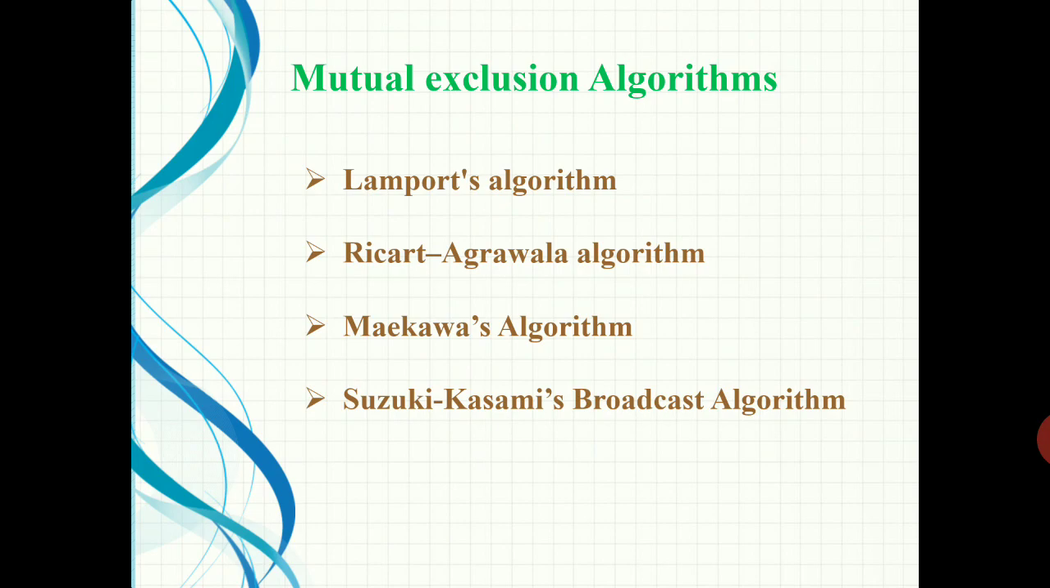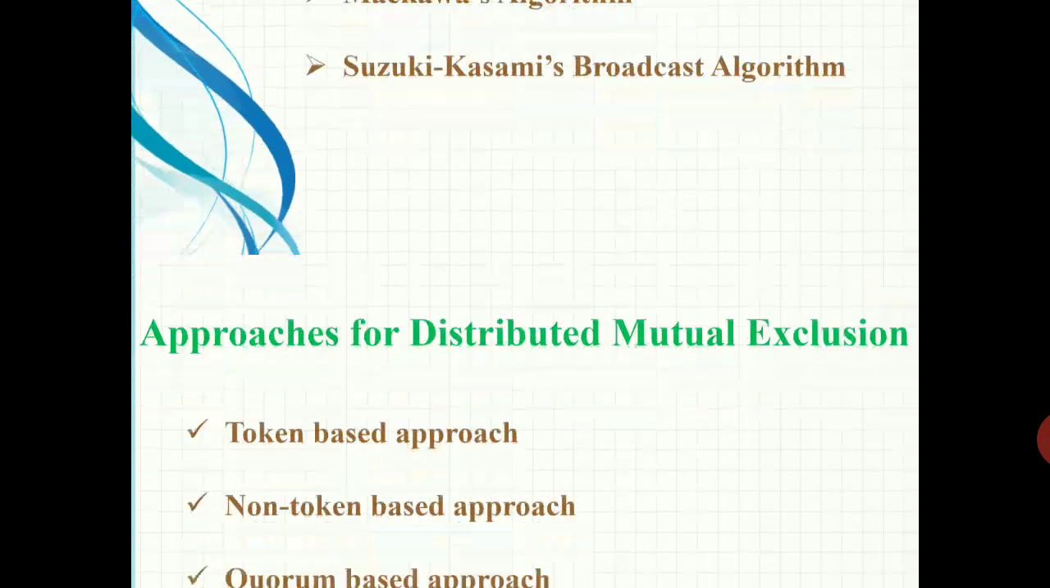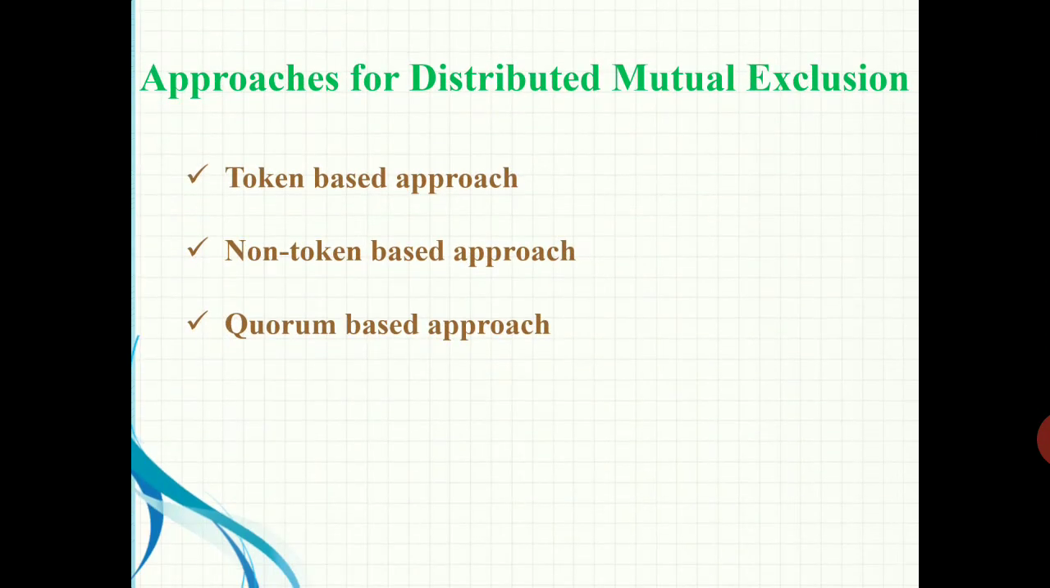This section is to give an introduction to mutual exclusion. Next, the approaches for distributed mutual exclusion. As we all know, shared variables or a local kernel cannot be used to implement mutual exclusion in a distributed system. Message passing is the only solution to mutual exclusion in a distributed system.